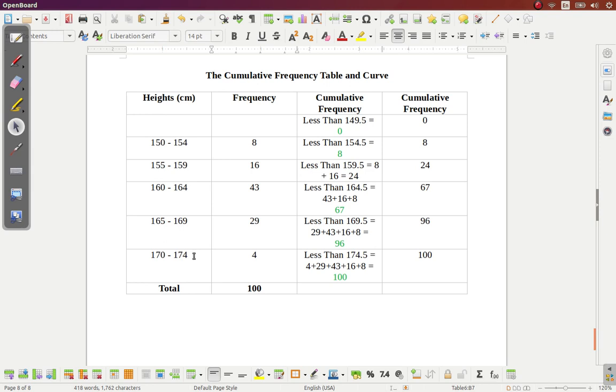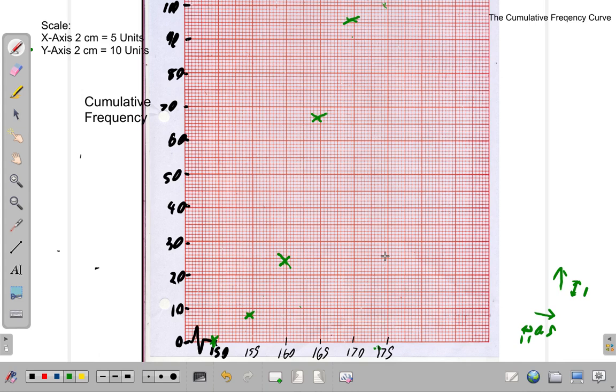Remember, you don't touch 175, you go up to 174. But you could have gone up to 174.5. Not really touching 174.5, but close to it, and round back down to 174. So 174.5, 100. So you are right here. Okay. Nice.